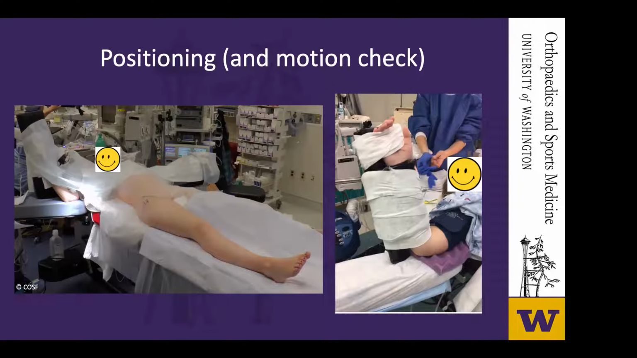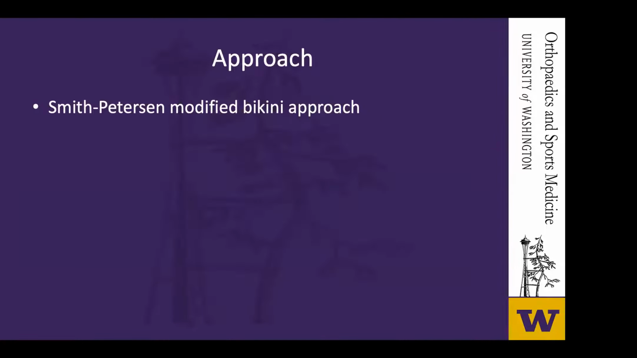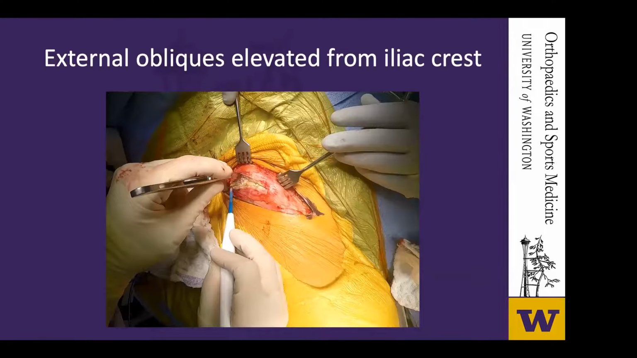Limitation to flexion or flexion plus internal rotation should be considered a problematic issue, and it may be worsened after correction is performed. A modified Smith-Petersen approach is utilized to gain access to the hip. The external obliques are elevated off the iliac crest with electrocautery as a sleeve for later repair.